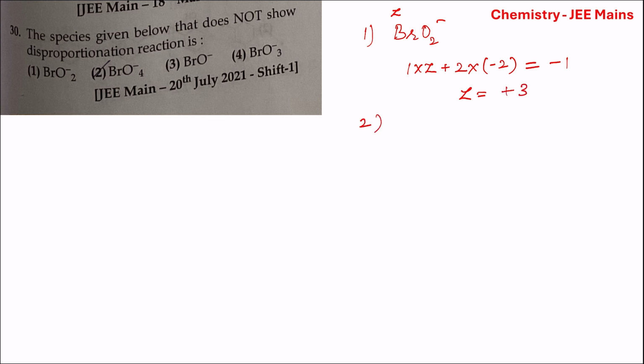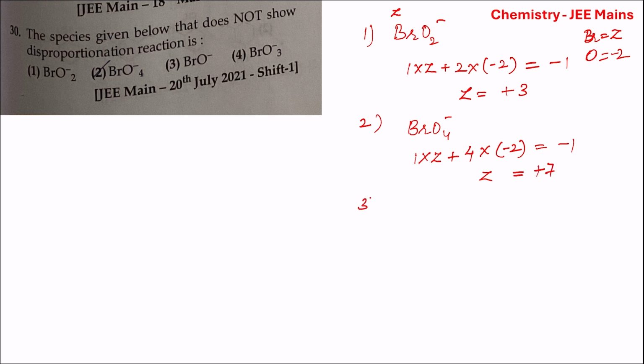Similarly, in the second one, BrO4 minus. Now assume the oxidation number of bromine to be Z and the oxidation number of oxygen is minus 2. So in BrO4 minus, the number of bromine atoms, 1, multiplied by the oxidation number of bromine, that is Z, plus the number of oxygen atoms, that is 4, multiplied by the oxidation number of oxygen, that is minus 2, is equal to minus 1. Solving, the value of Z is equal to plus 7.